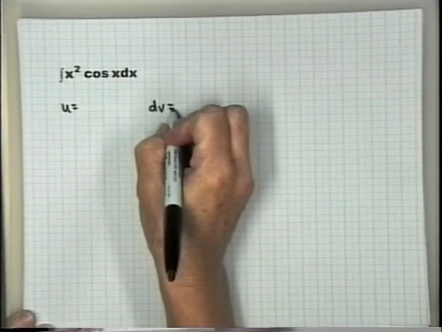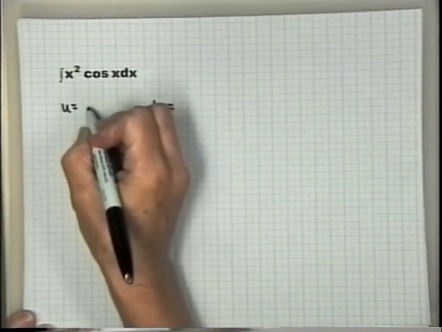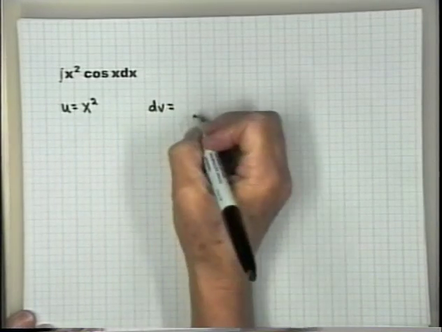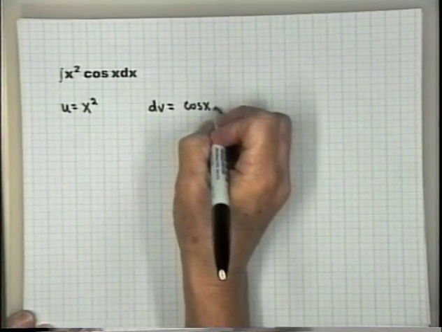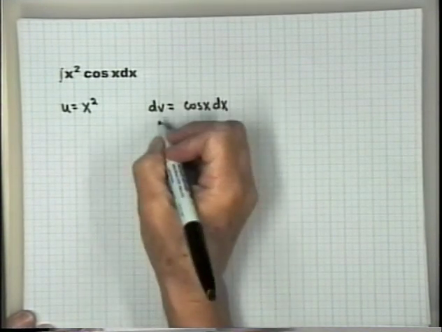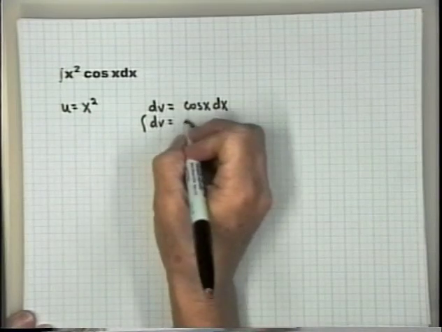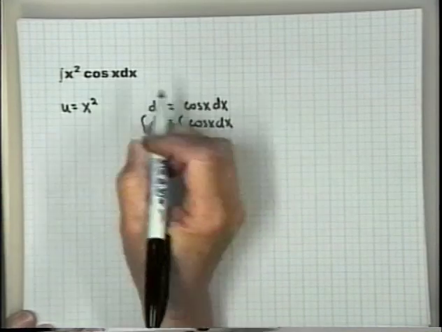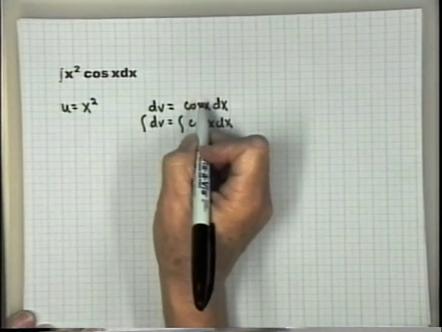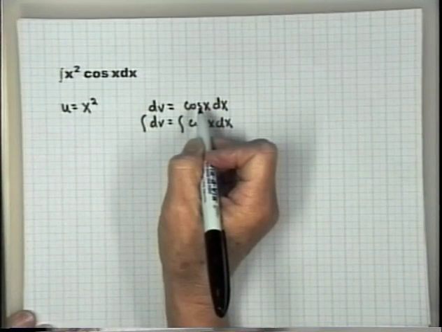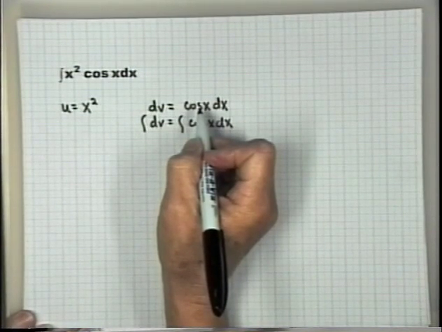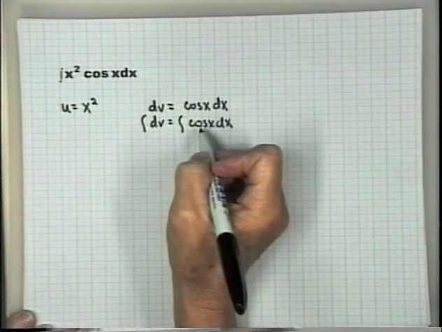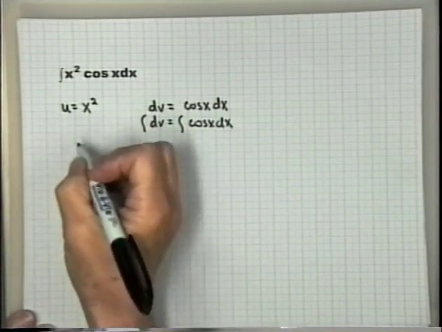Recall, I want u to be something like the x squared here because the derivative is going to get easier. I want the dv to be as complicated as it can be and yet still be able to find an antiderivative, which I can do with this cosine function. Notice if I had put x squared here, the antiderivative would have gone up to x cubed and it would have gotten more difficult. Whereas the antiderivative of a cosine function is not really going to be any more difficult. Of course, it's not less difficult, but it's not any more.